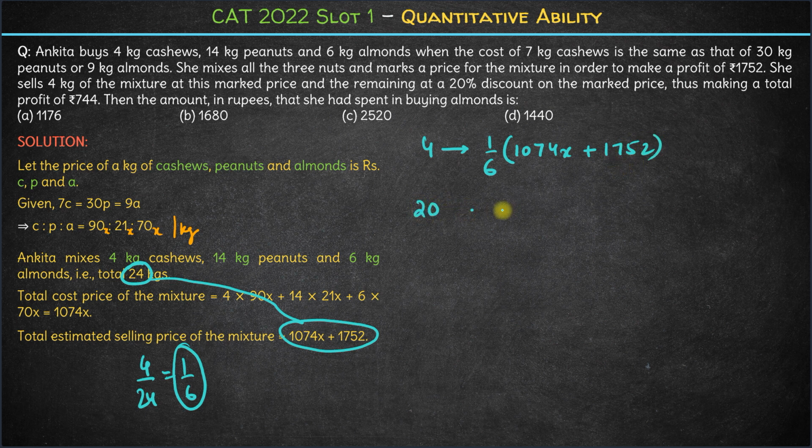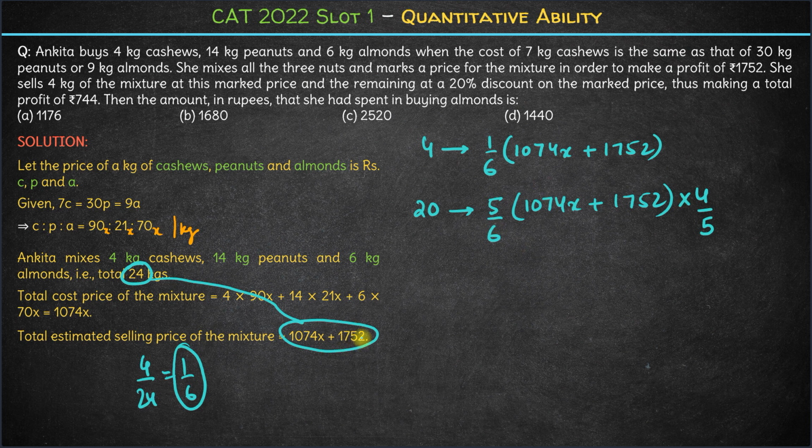And for the remaining 20 kgs, the price would have been the remaining 5/6, right? 5/6 of 1074x plus 1752. This should have been the price for the remaining 20 kgs. But the remaining 20 kgs is not being sold at this price. It is being sold at a 20% discount on the marked price. Okay. So the selling price is not going to be this. It's going to be 20% less than this. So 20% is 1/5. So reduce this by 1/5. That means the final selling price will be 4/5 of this price.